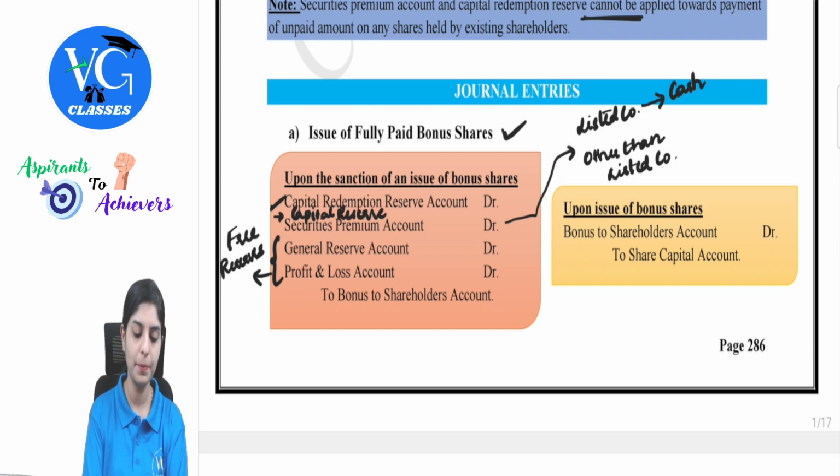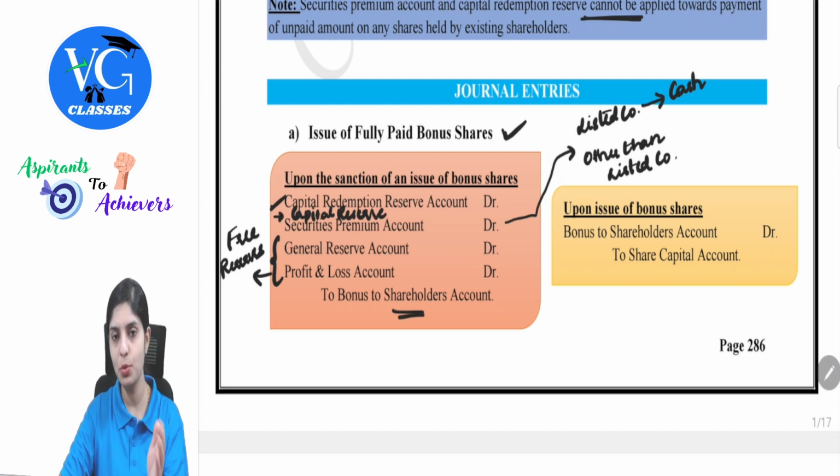You will debit the reserves and credit bonus to shareholders. Like you observe, we always first understand the due entry. What are we doing here? Here also we are making the due entry. So we made use of all the reserves.